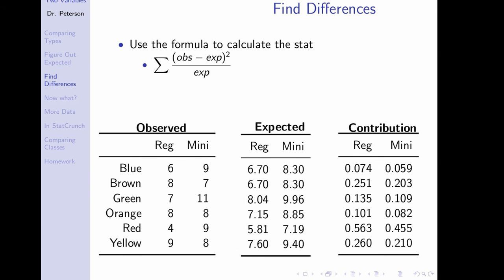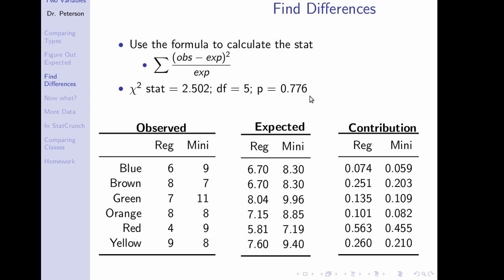We can take these contributions, so this is the value of observed minus expected squared divided by expected for regular blue M&Ms. And we sum those all up and we can get a test statistic out. So our chi-square stat is 2.502, our degrees of freedom is 5, and our p-value is 0.776. So we fail to reject the null hypothesis.